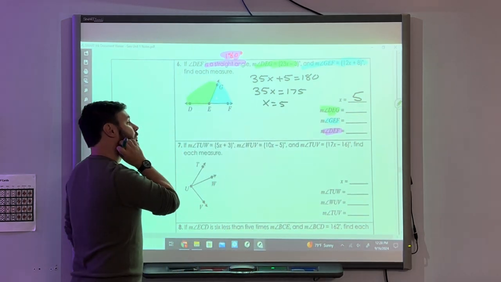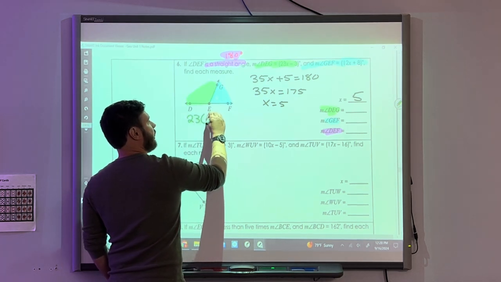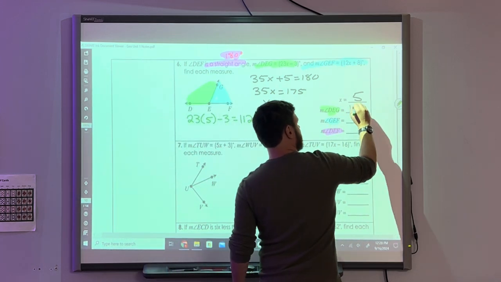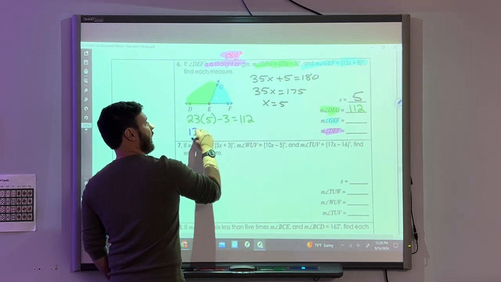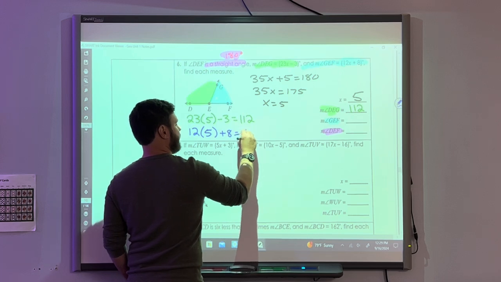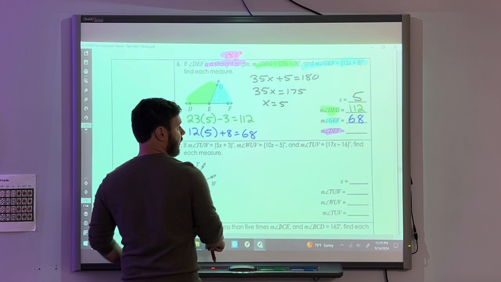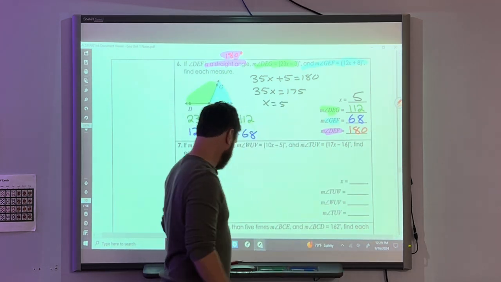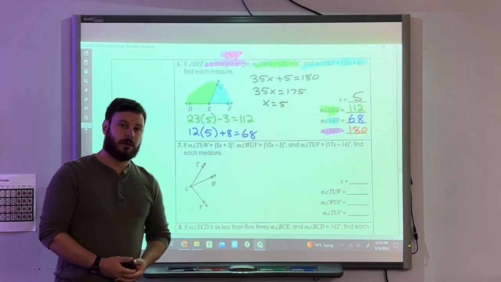Plug it in one at a time. DEG is the green. 23 times 5 minus 3 equals 112. Times 5 plus 8 equals 68. And both of these added together should be 180, but we also knew at the beginning that this DEF was 180. All right, hopefully there are enough examples here to help you put together the rest of it. If you need help, let me know.